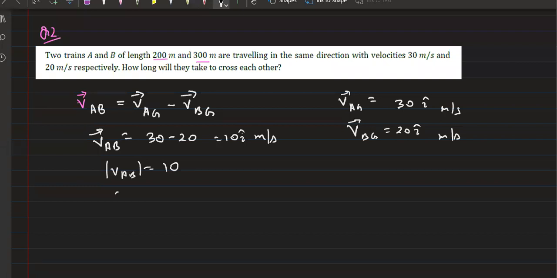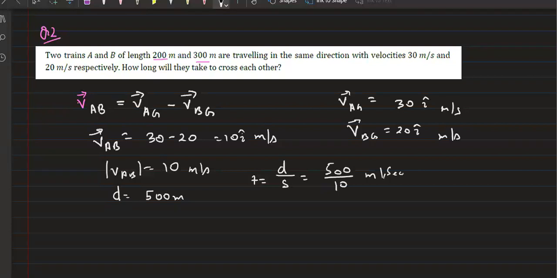And distance. What is the total distance covered by both A and B? What would be the total distance? It will be 500 meter. Yes, very good. So time is equal to distance by speed. So it will be 500 by 10, meter divided by meter per second. So it is seconds. As simple as that. So it's 50 seconds.